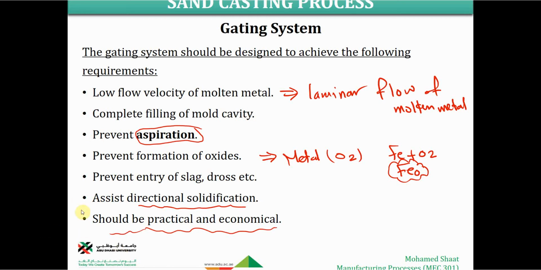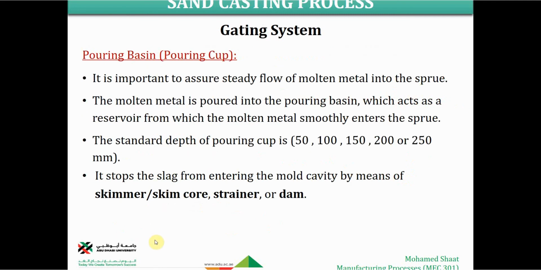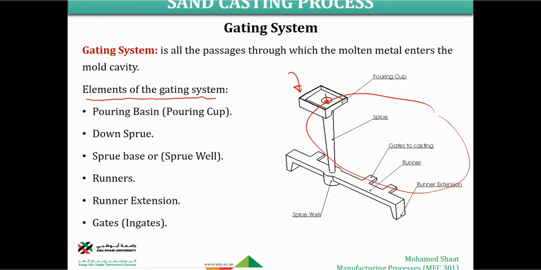Okay, but generally these are the essential requirements of the gating system that should be considered. In other words, these are the general functions of the gating system: it should prevent aspiration, prevent formation of oxides, prevent entry of slag or dross into the mold cavity, in addition to allowing for directional solidification as we just mentioned. All right. So now we're going to go over each one of these elements one by one and see their functions, starting with the pouring cup, which is located on the top here. We said that the pouring cup is the first thing.